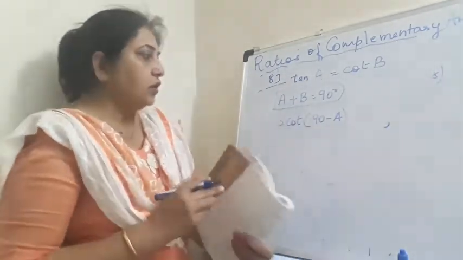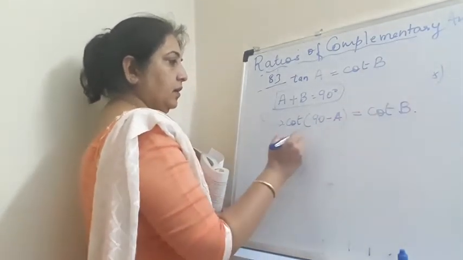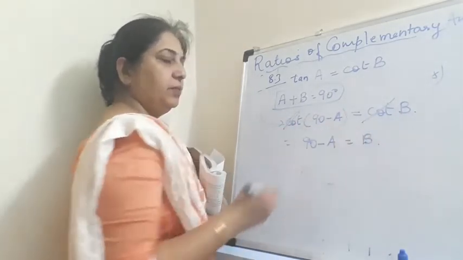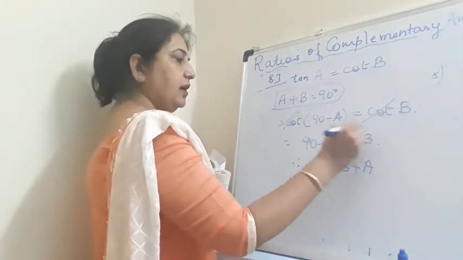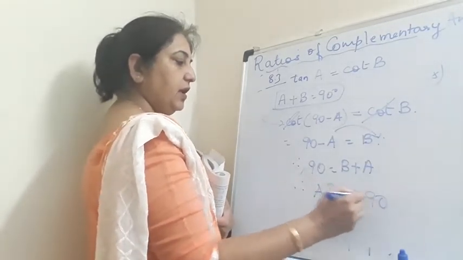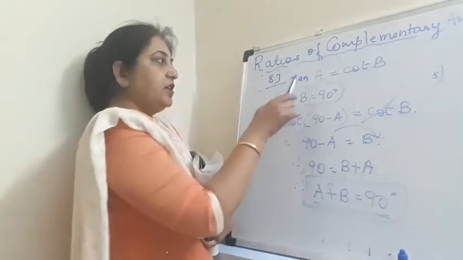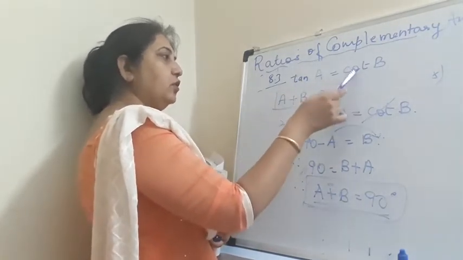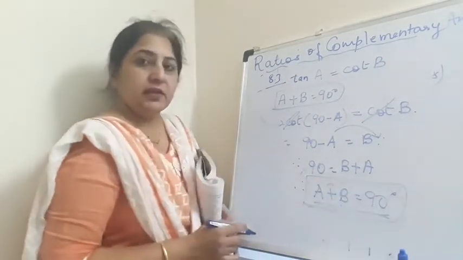So therefore cot of 90 minus a will give me on this side cot of b. Cot cancels. 90 minus a is equal to b. Therefore 90 is equal to b plus a. A shifts here. Therefore we can write a plus b is equal to 90, that is 90 degree. So this is easy for you to understand that we change tan or cot in terms of vice versa, either tan to cot or cot to tan, and then we solve further and we prove that a plus b comes out to be equal to 90 degree.